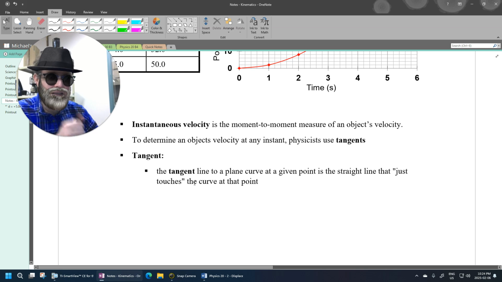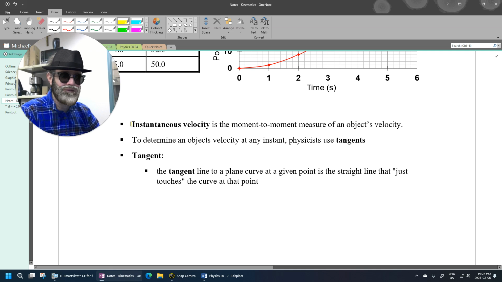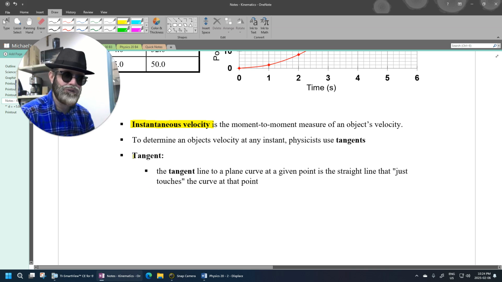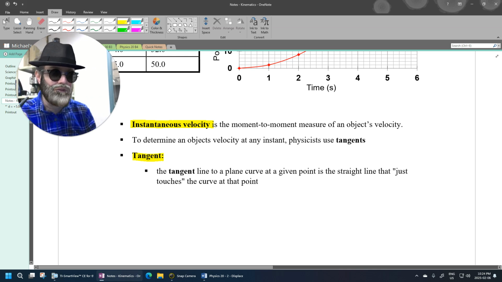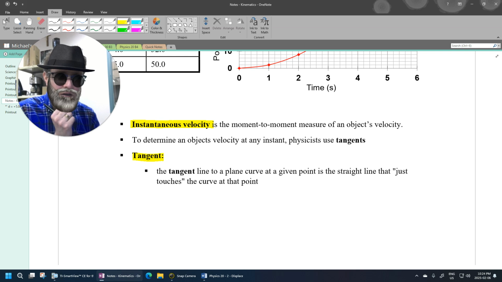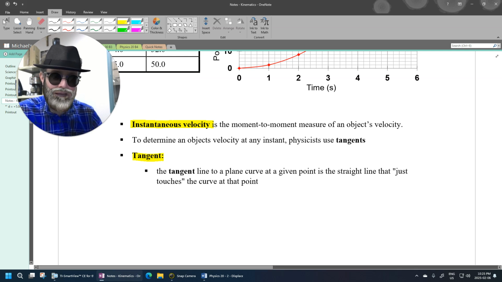So to find an instantaneous velocity, what we have to do is we have to create tangents, right? So an instantaneous velocity is the velocity at that very moment. And to get this, we have to use tangents. What a tangent is, you might have done this in circle geometry in middle school. A tangent is a straight line that just touches the curve at a very specific point. So if I want to find the velocity at time 1, I create a tangent at time 1. So I'll show what that looks like.